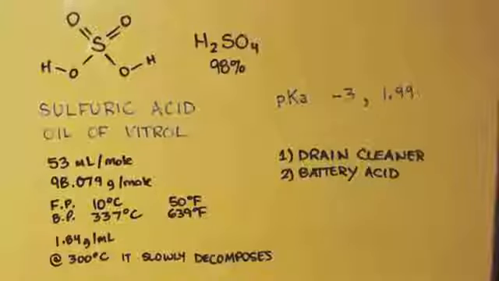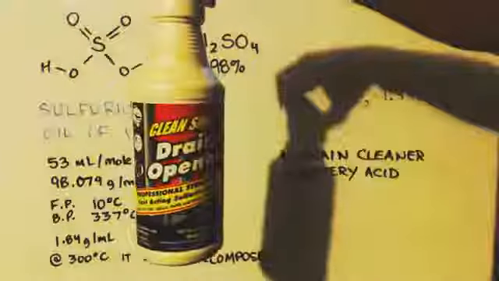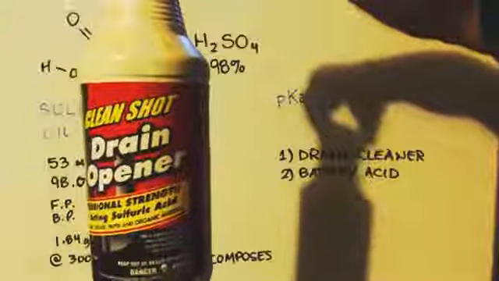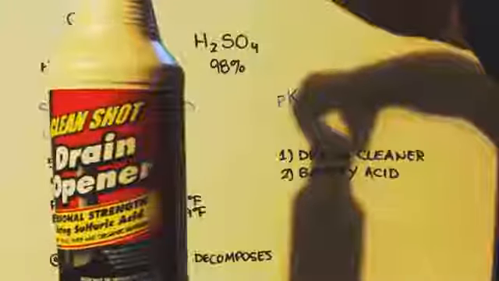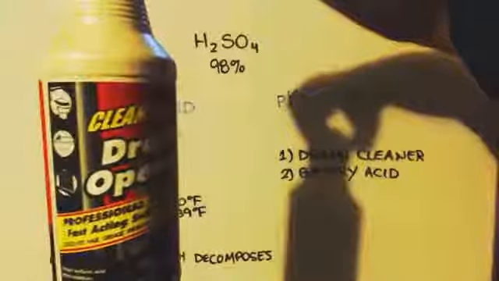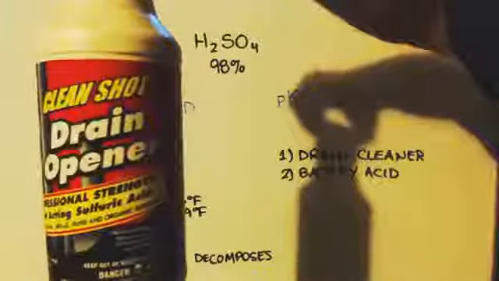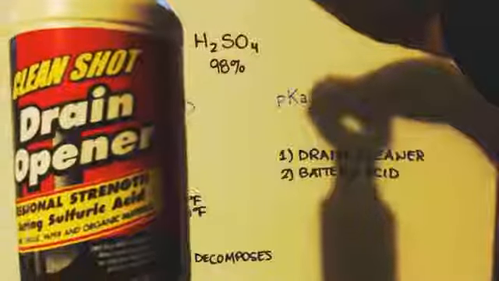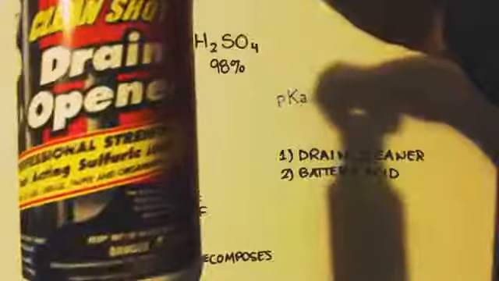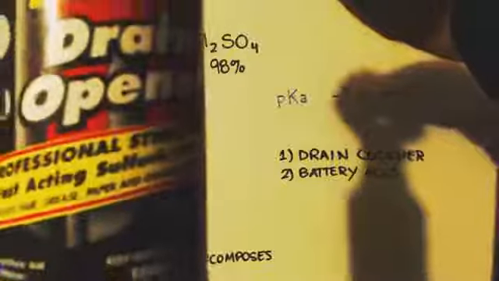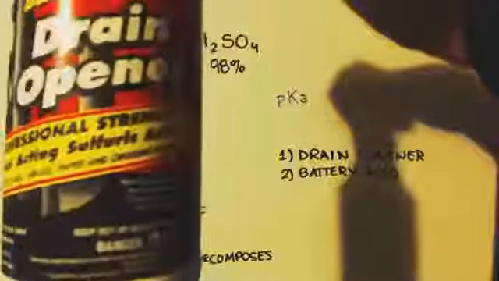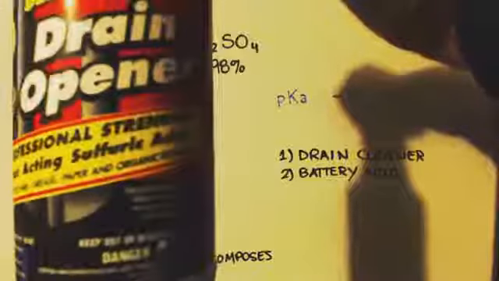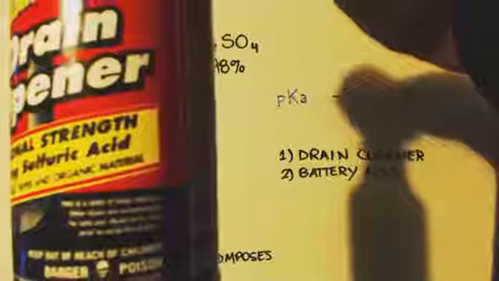Anyways, to get to the finale here, this is the stuff. I don't know if you can see that. It's basically drain opener. You know it's good stuff because it comes with a bag on it, right? When you get the bottle, it'll have a bag in case there's a leak, and that way the bag will catch it. But look at what it says on there. Professional strength, fast-acting sulfuric acid.